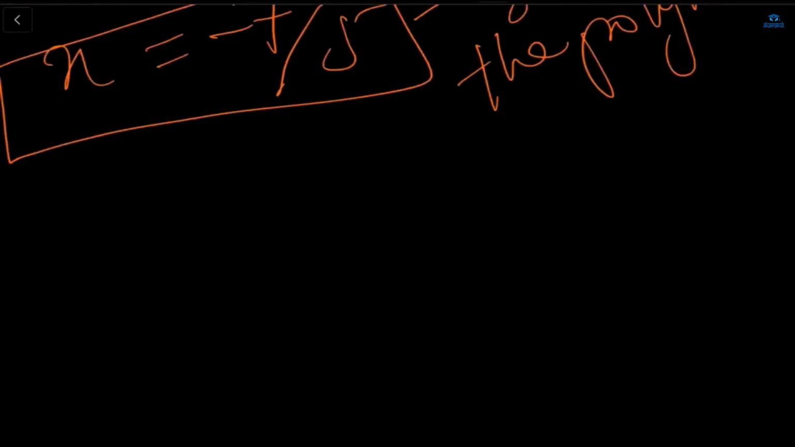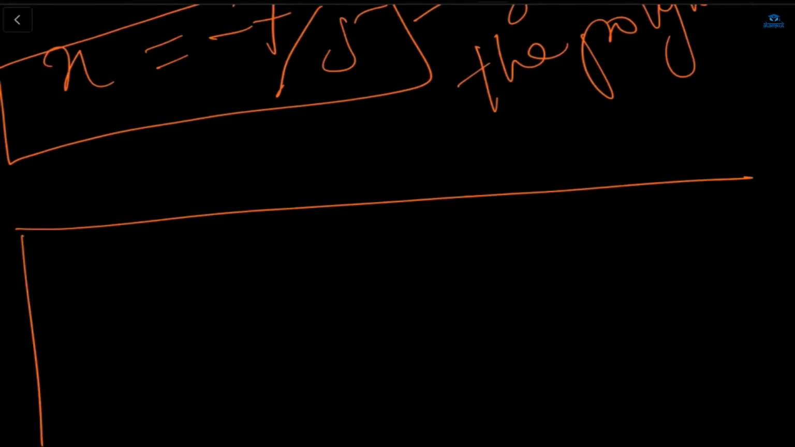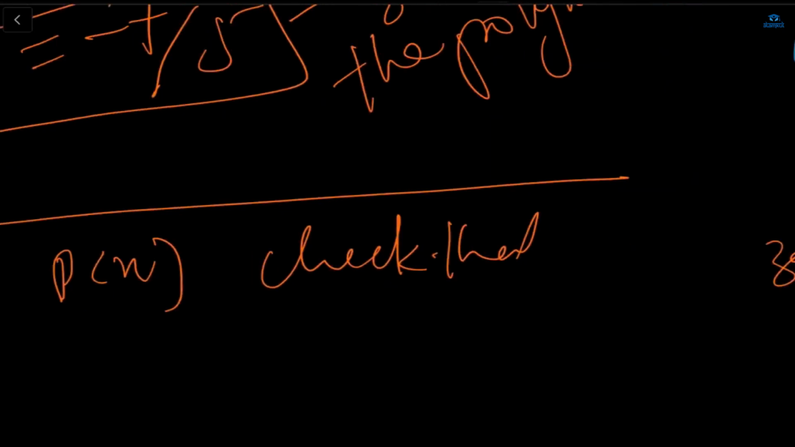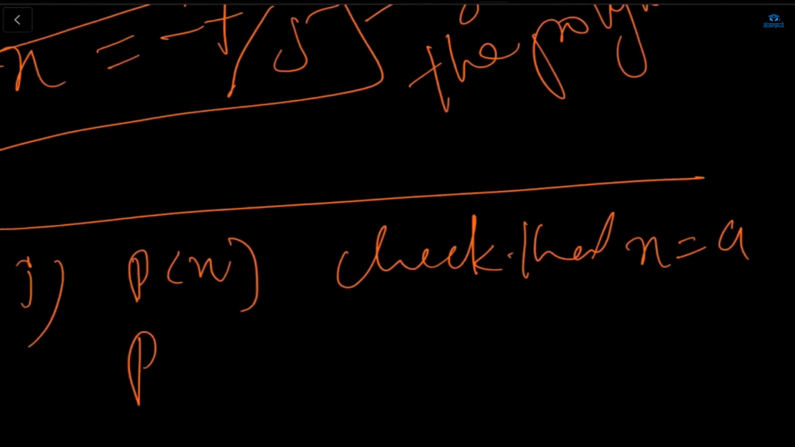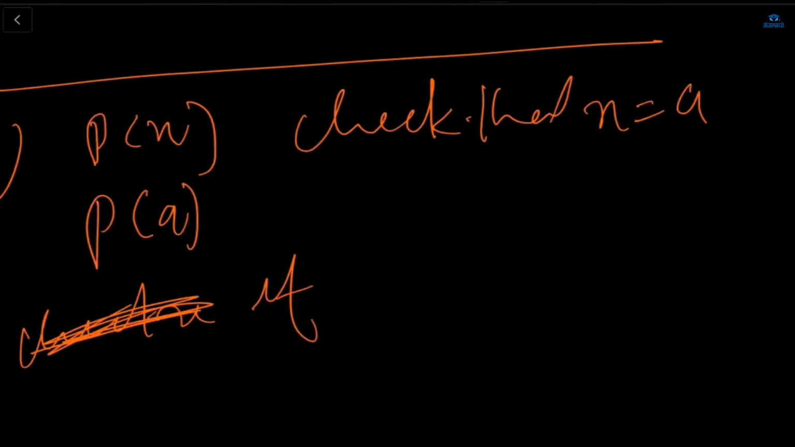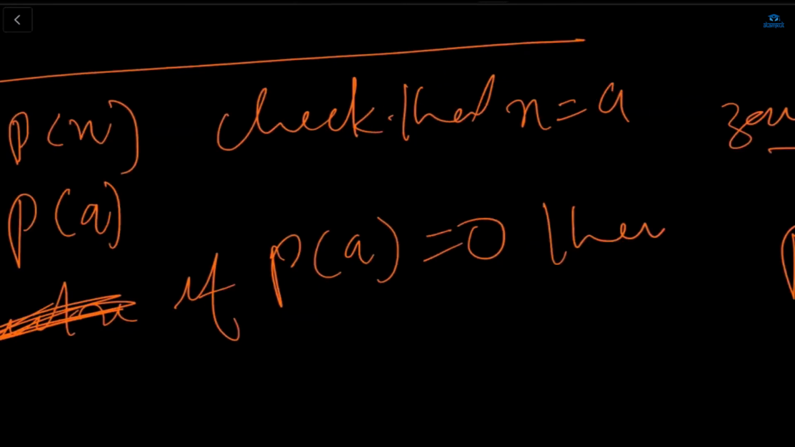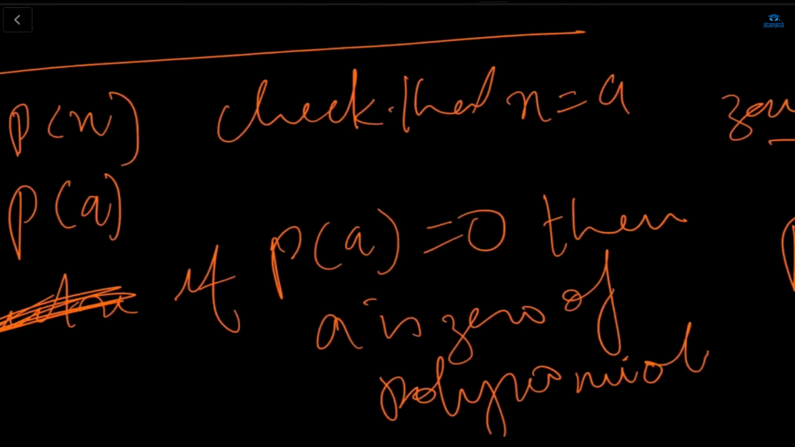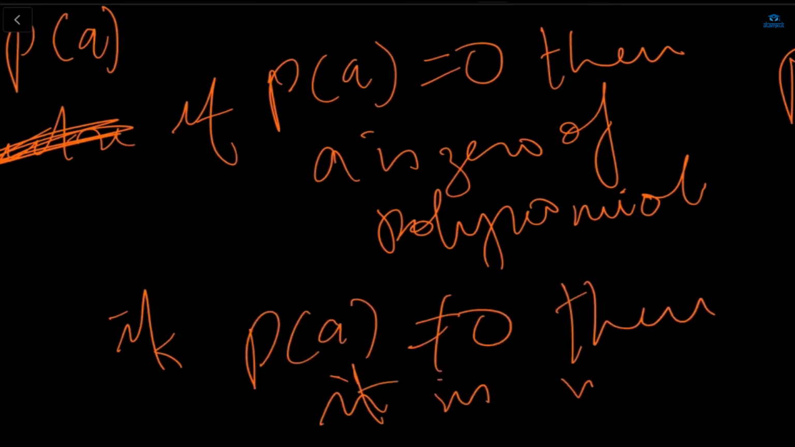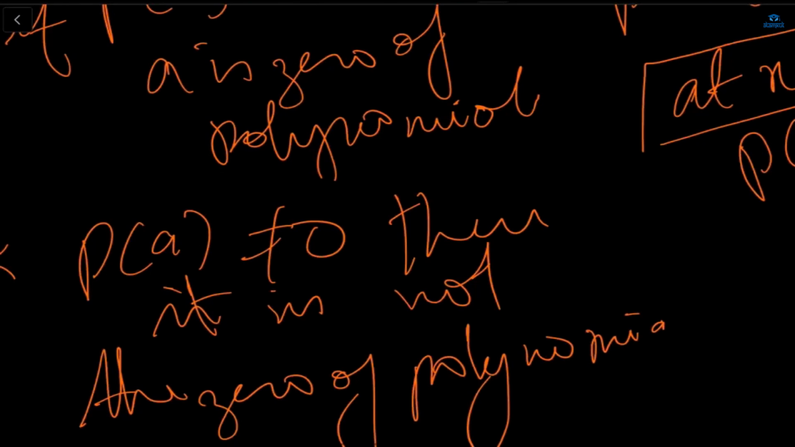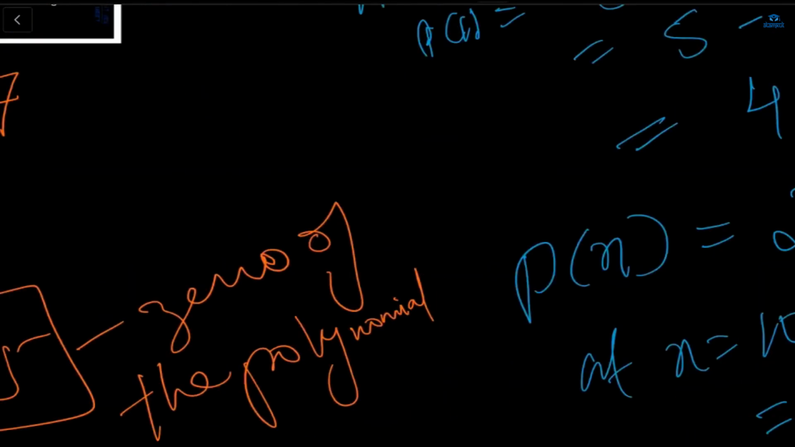For example, how are you going to check? You are going to follow some steps. First, the given polynomial is p(x), and you have to check whether x equal to a is the zero of the polynomial or not. So you put x equal to a in the given polynomial and check: if p(a) is equal to 0, then a is a zero of the polynomial. Else, if p(a) is not equal to 0, then it is not a zero of the polynomial. Understood?